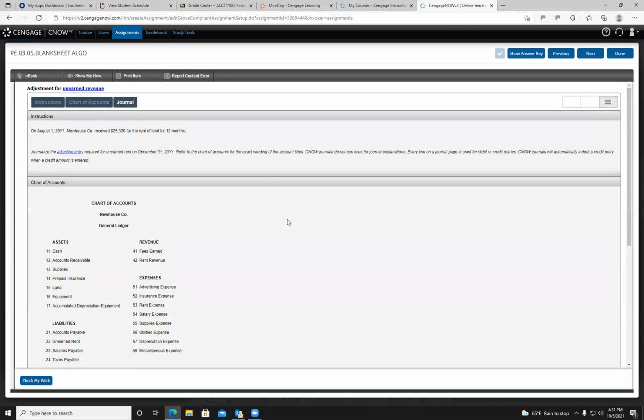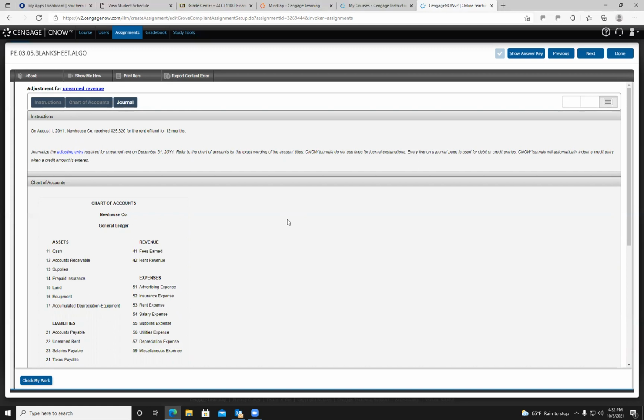Now, unearned revenue is exactly what it sounds like. It's revenue we haven't earned yet. So why would we put this on the books? Well, sometimes you as a company are going to get paid for services before you provide the service. When you get paid without having provided the service, you have technically not earned that revenue. Therefore, it is considered a liability, because it is money you may potentially owe back if you fail to provide the service. So that's why it's considered a liability.